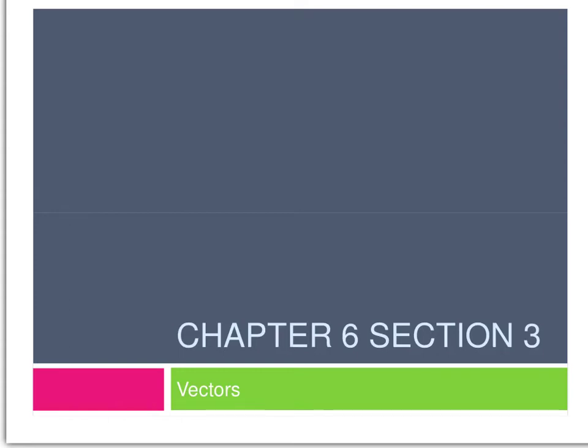Alright, this is chapter 6, section 3, and we're talking about vectors. If you saw the movie Despicable Me, there was a character named Vector, and he says something along the lines of, "My name is Vector because I have magnitude and direction." That actually is the definition of a vector.